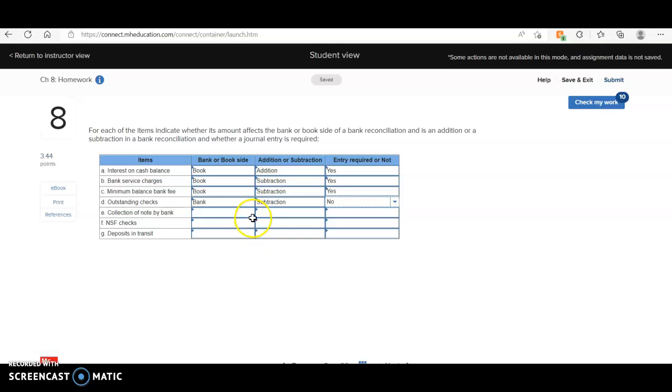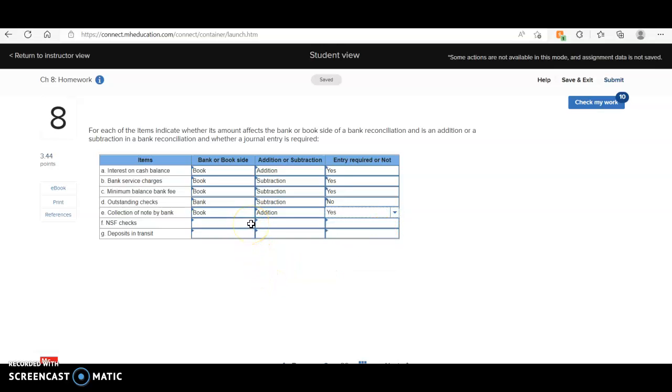The next one, collection of a note by the bank. That means they collected a note receivable for us, so someone paid them electronically. That means that the bank statement told us that, so that is a book side adjustment. They collected money, so that adds to our balance. And because it is a book side adjustment, yes, we are going to do a journal entry.